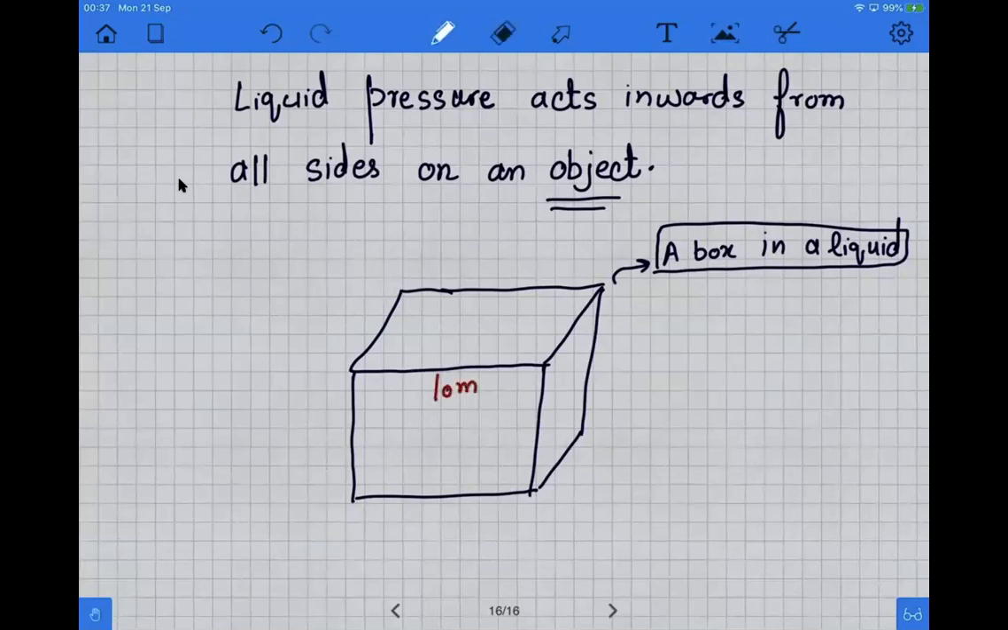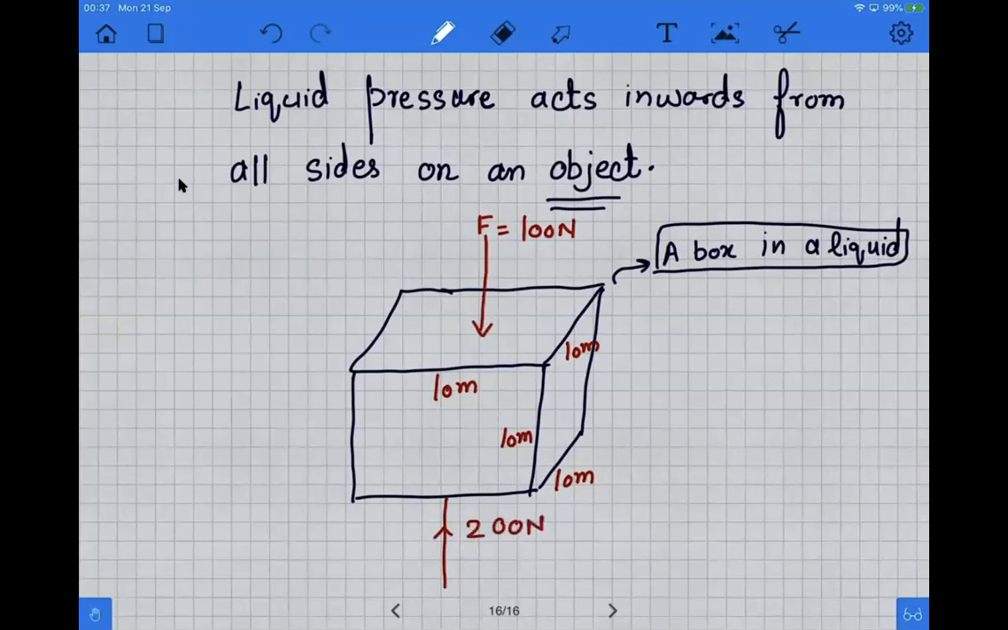This side is 10 meter. This side is 10 meter. This side is 10 meter, and this side is 10 meter as well. Now, if the total force on the top is, let's suppose, 100 Newton, and total force on the bottom is, let's suppose, since bottom is at more depth, so the force on the bottom could be, for example, 200 Newton.